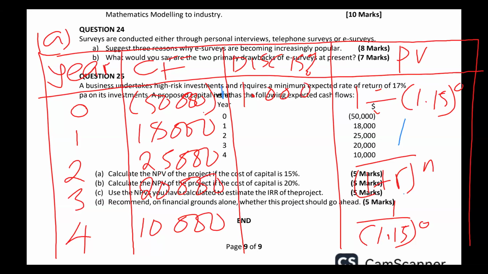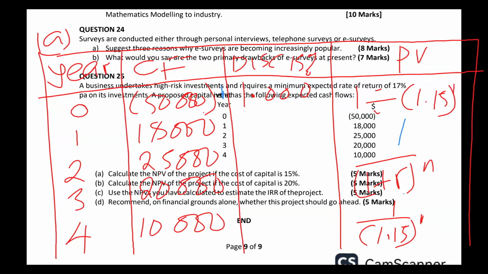Is that clear? Is it what you find? Yes, it has to be 1, because 1.15 to the power 0 gives us 1. So if we say 1 divided by 1, it gives us 1. Okay. All right. So then in the first year, you raise this to the power 1, instead of power 0.